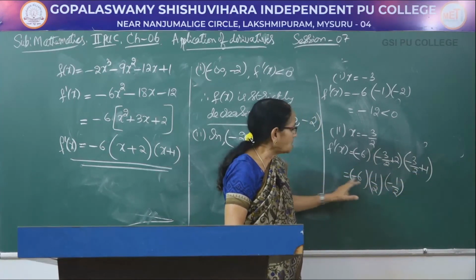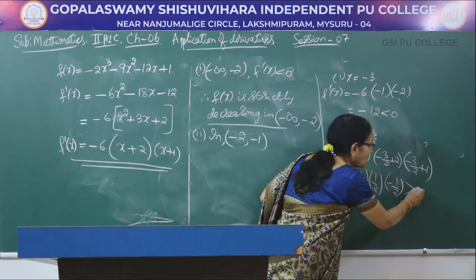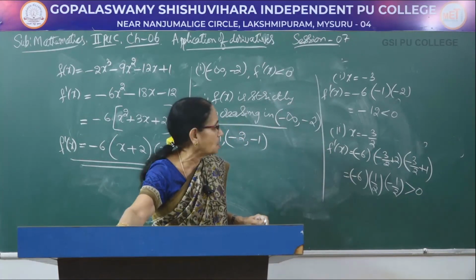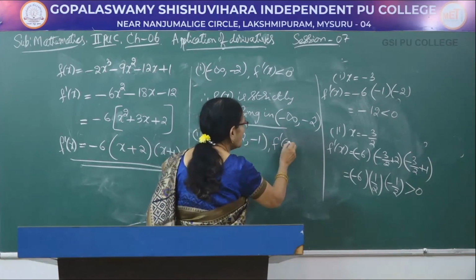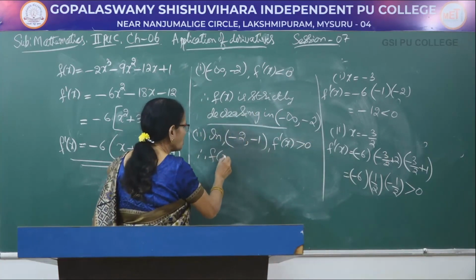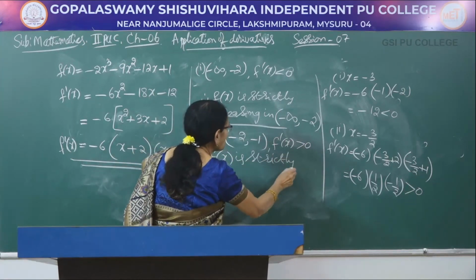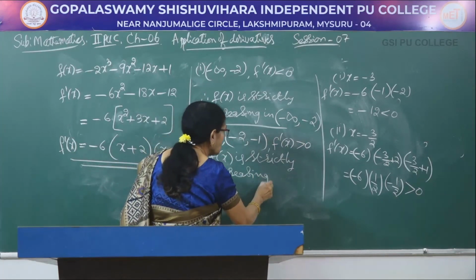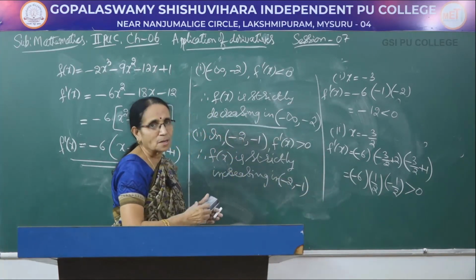Minus half, minus, you need not simplify and find out here. Minus half, minus, plus, that is important for us. It is greater than 0. We are interested only in the sign of that one. So, it is greater than 0. Write that here: f dash x is greater than 0. Therefore, you write f x is, what's our conclusion? f x is strictly increasing. In which interval? In the interval minus 2 to minus 1.